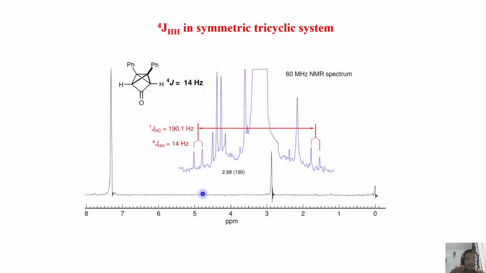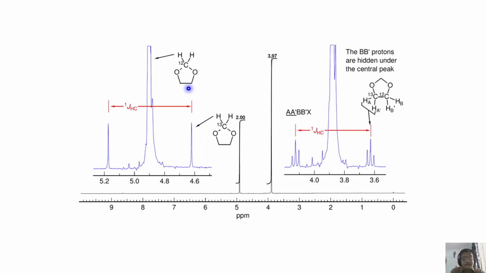But when you look at the satellites, this separation, center of this to center of this, gives you CH coupling, and this doublet separation gives you 4 bond proton-proton coupling, which is of the order of 14 Hertz. Remember, when I was mentioning the strength of the homonuclear couplings, I did mention that in this type of molecule, you can get long range coupling even of the order of 20 Hertz also. Remember, I showed this particular example also, I think. Okay.